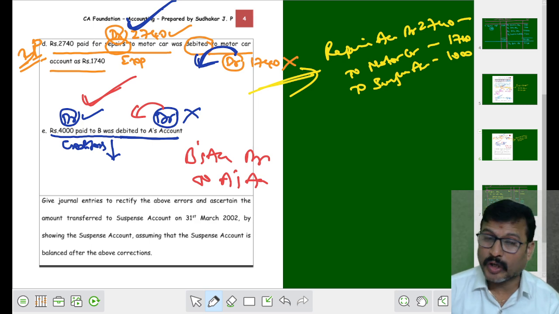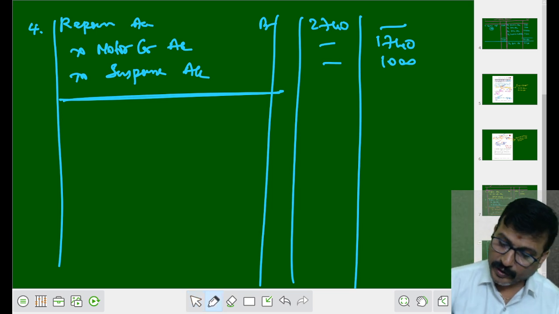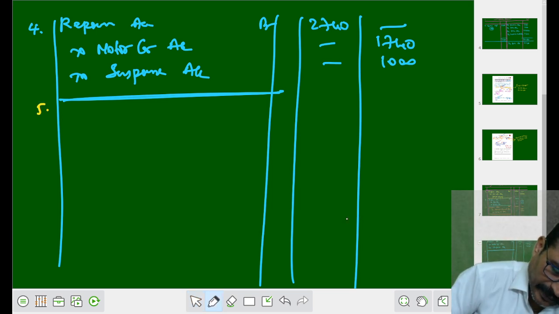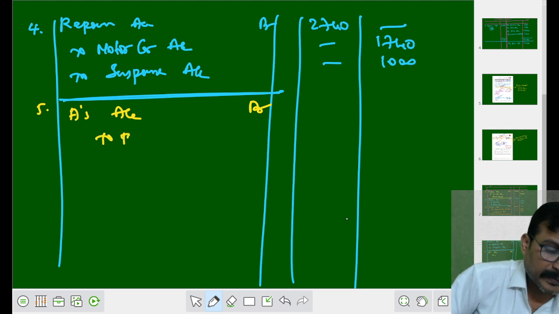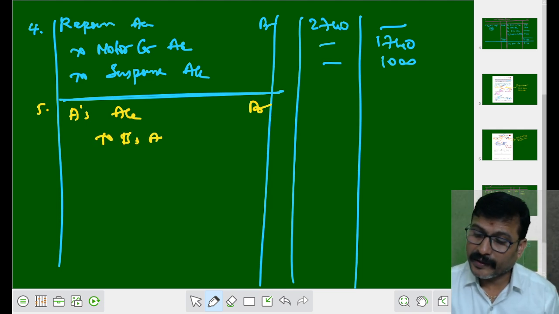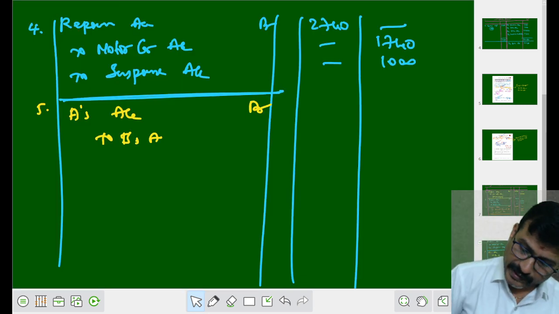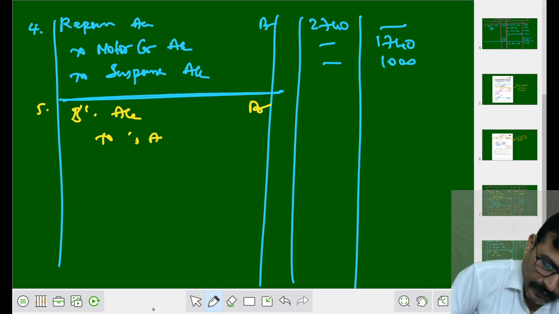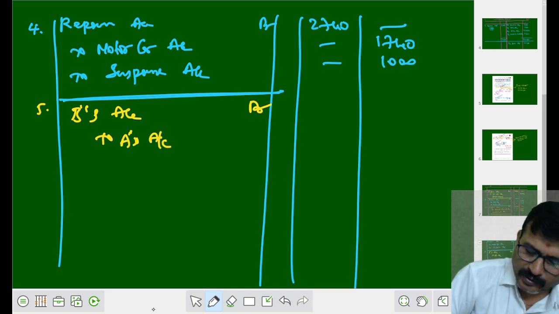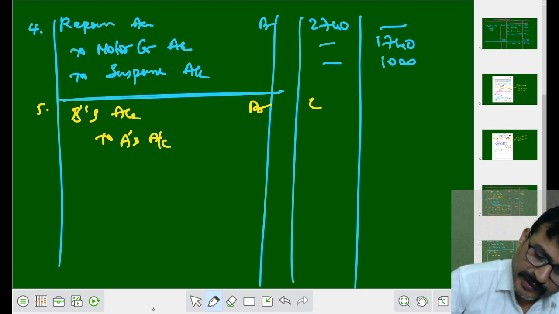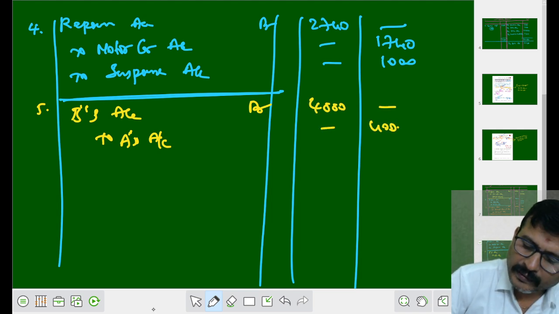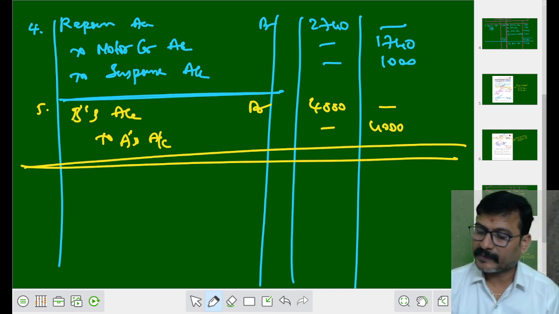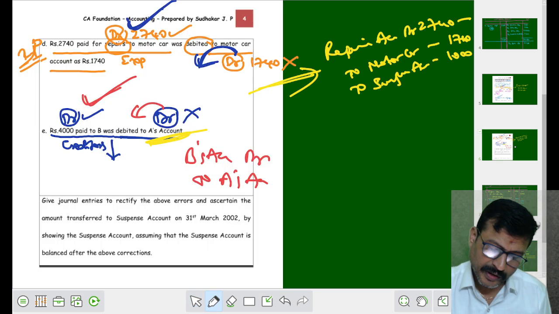Malum hua? Simple logic. Not at all a tough one. So here the point number is what? Point number 5. A's account debit, sorry. Which account? B, right? Not A. It is B's account debit. Now B's account debit to A's account. How much amount is it? It is an amount of rupees 4,000. Being wrong debit to A's account is rectified.